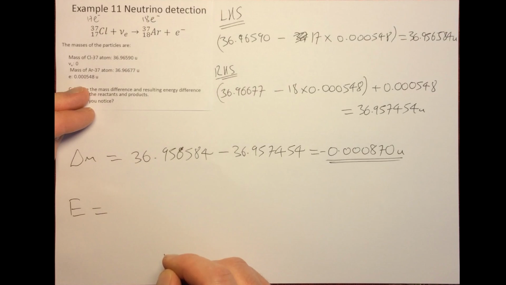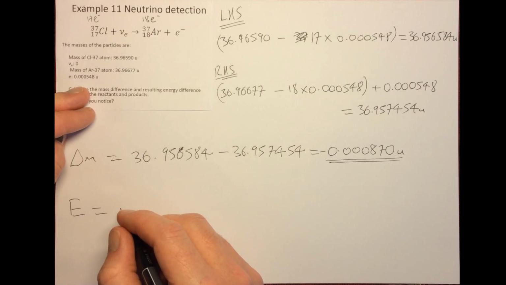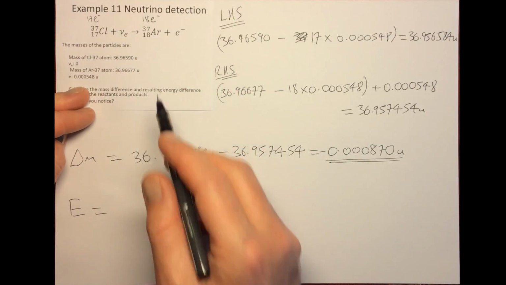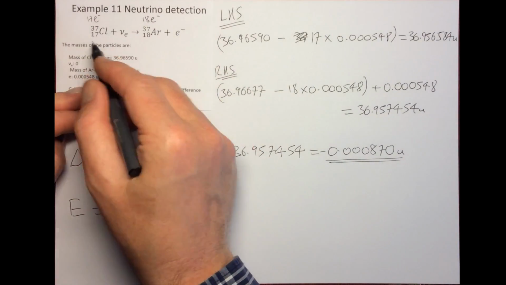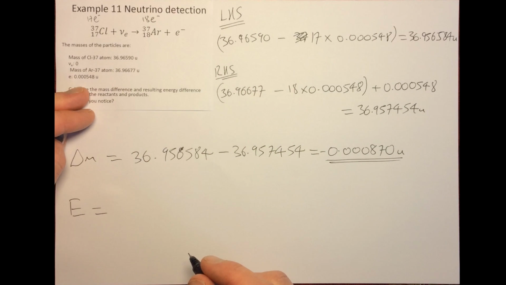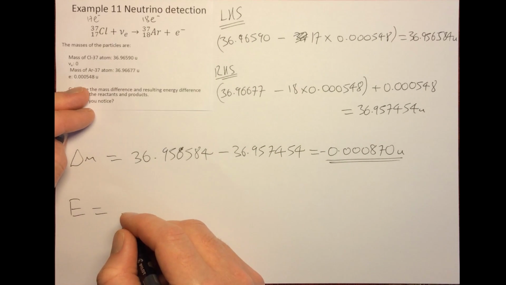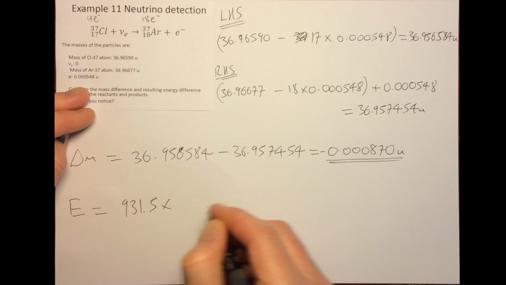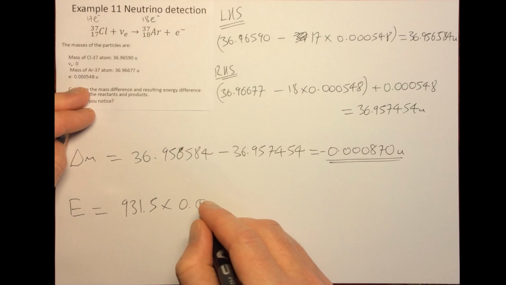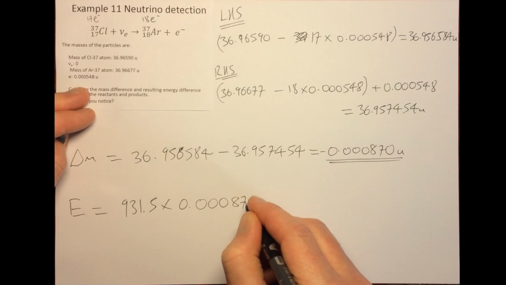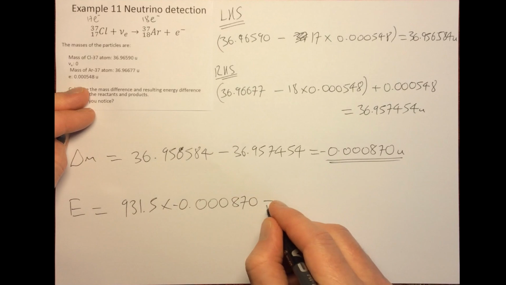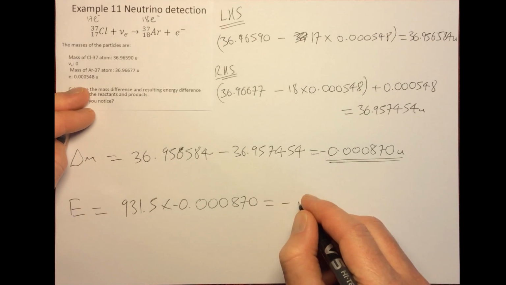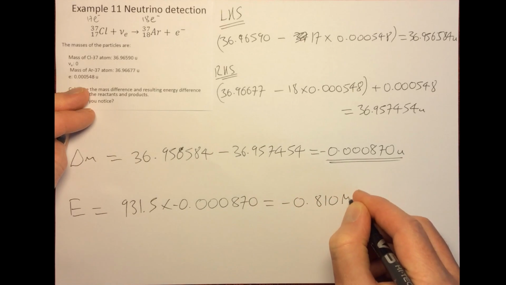So we can now work out the energy required to make this reaction happen, because the mass is greater here than here, we need to actually put energy in, because the energy that goes into the reaction is converted into that extra mass, okay? So let's work that out. The energy is going to be equal to 931.5 multiplied by the missing mass, or the mass defect, in u. You could include a minus in there if you want, just to remind yourself that this is energy that needs to go into the reaction. And it comes out as minus 0.810 mega electron volts.